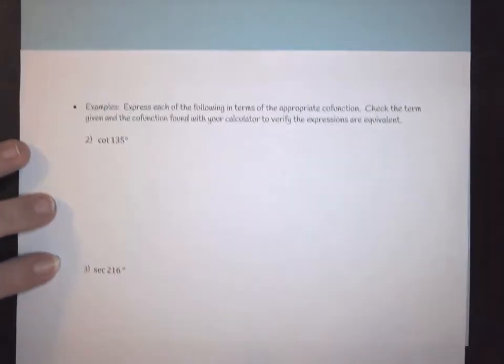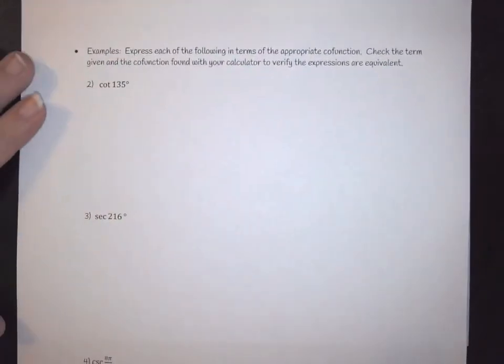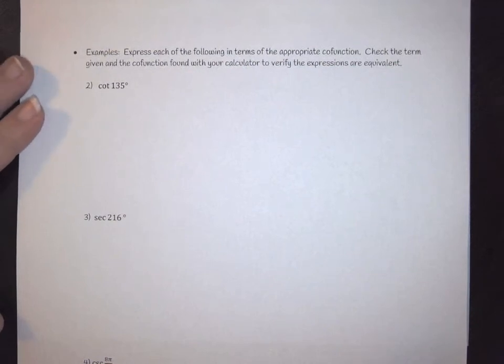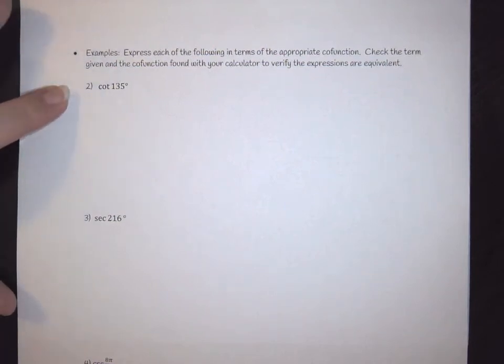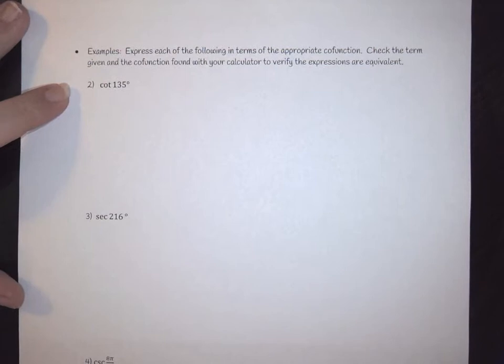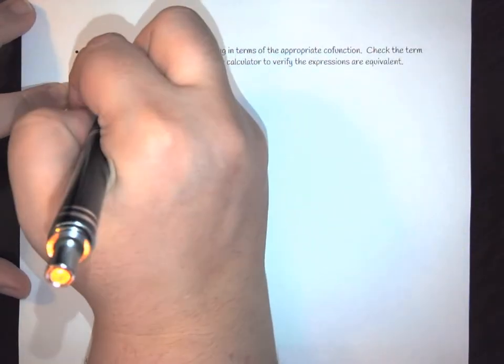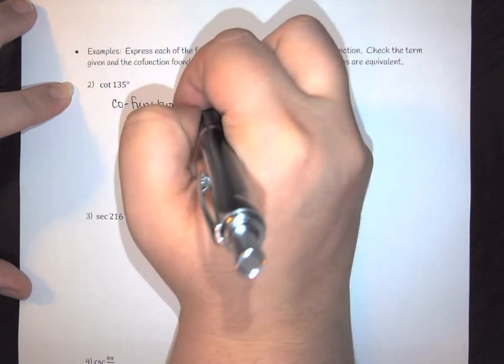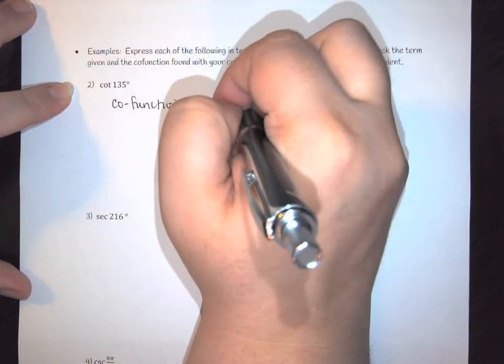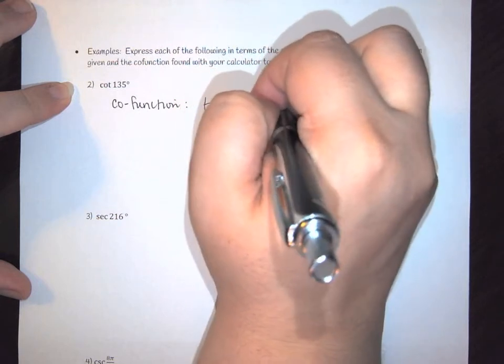Let's use this idea to do a couple of examples. First we want to express each of the following in terms of the appropriate cofunction. You can check using your calculator to verify, but you need to make sure that you know how to do it by hand as well. We want the cotangent of 135. One thing we have to remember is that its cofunction would be the tangent of 90 minus the angle.